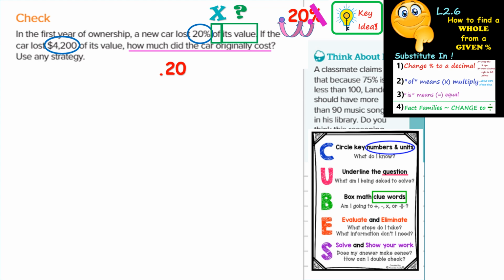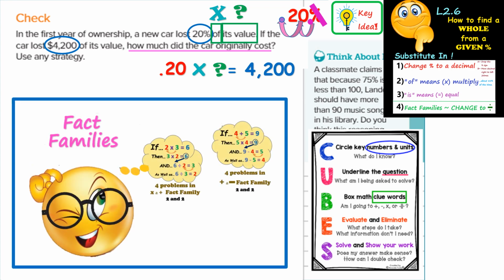But once we get the math problem set up, so I have 0.20 of, once again, tells me that I'm going to multiply of what? Well, the value, and we don't know what the value is, so we just put in a question mark, and we know that overall value is going to be $4,200. Once we have that, then we think about our fact families and how I can change this around to make it a proper math question that I can answer.